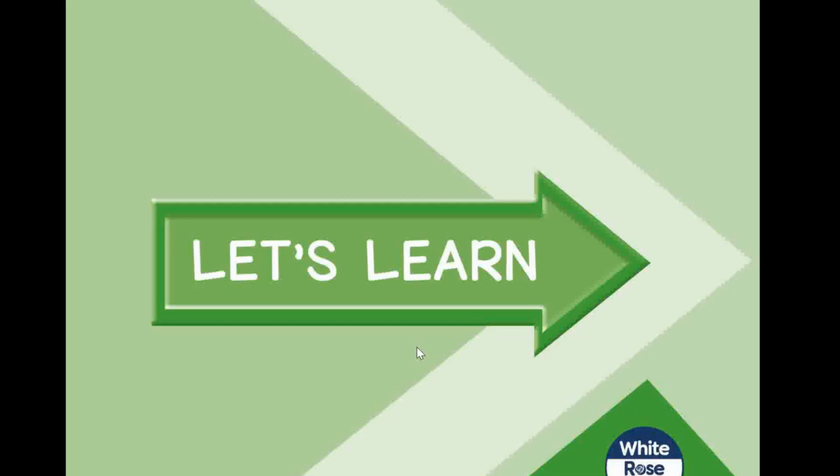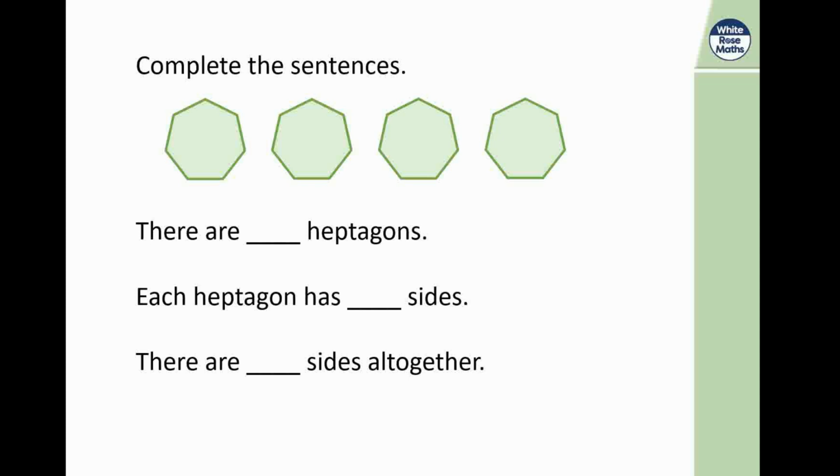Okay, let's move on. Complete this sentence. There are how many heptagons? How many sides does a heptagon have? Let's see. 1, 2, 3, 4, 5, 6, 7. There we go. That's correct.